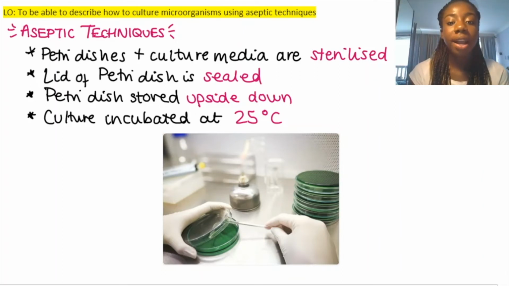And then in the picture below you can see aseptic techniques in action. So the person is spreading the bacteria on the agar jelly, but they've only got the lid open at a 45-degree angle, just again to minimise the risk of contamination by airborne microorganisms.